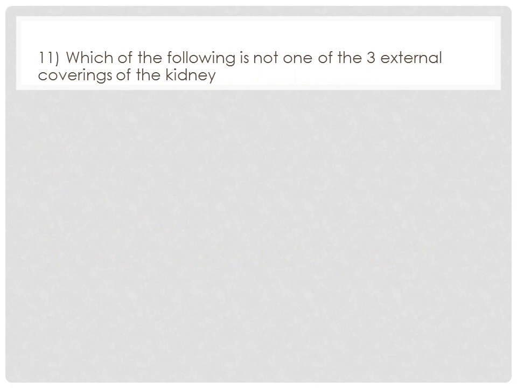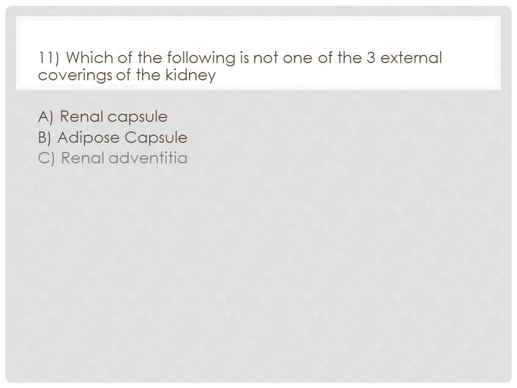Which of the following is not one of the three external covering of the kidney? The options are A. Renal capsule, B. Adipose capsule, C. Renal adventitia and D. Renal fascia. The answer is option C. Renal adventitia.